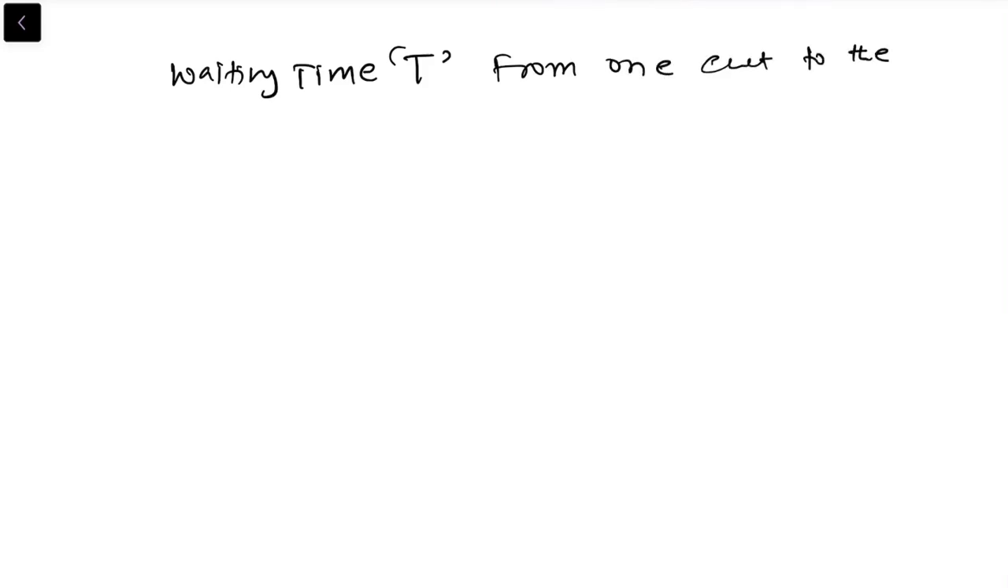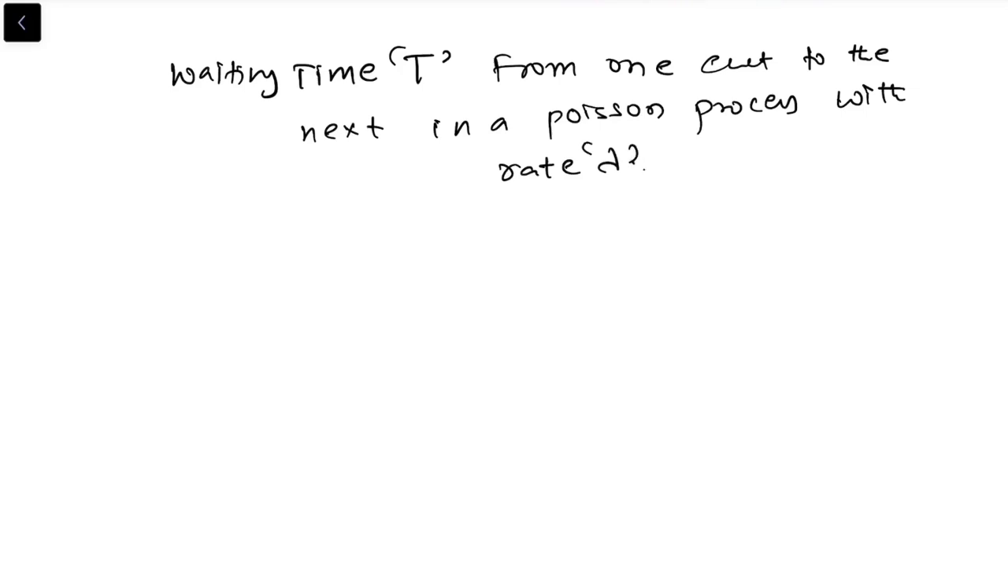So one example of exponential distribution is it is used to model the waiting time t from one event to the next, in a Poisson process with rate lambda. Okay, so let's do one example so that you can understand better.